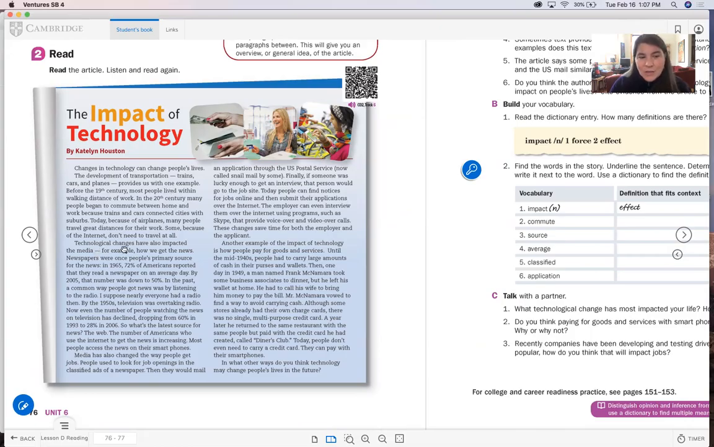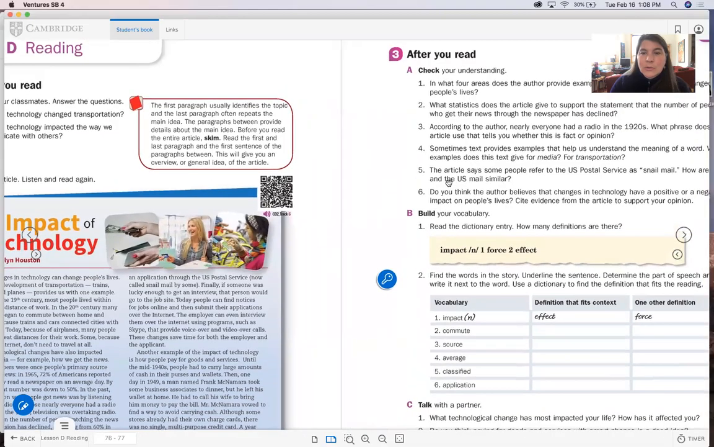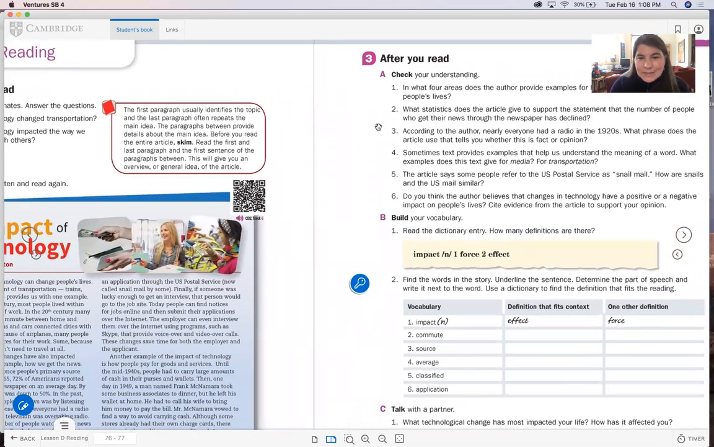Technological changes, technology, have also impacted the media. Okay, so transportation, media. Media has also changed the way people get jobs. And another example of how technology has changed things is how people pay. So transportation, the media for news, job applications, and how we pay. Those have been impacted. Number 2, what statistics? Statistics means numbers and percentages.